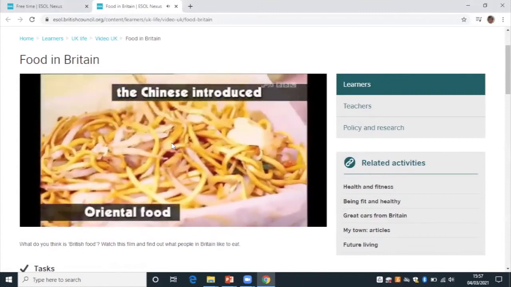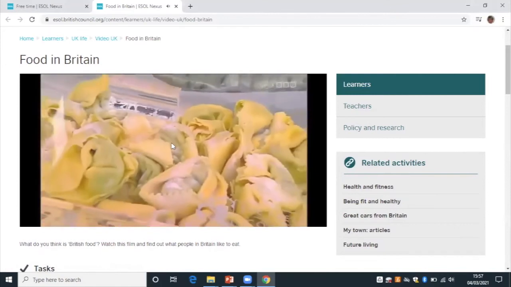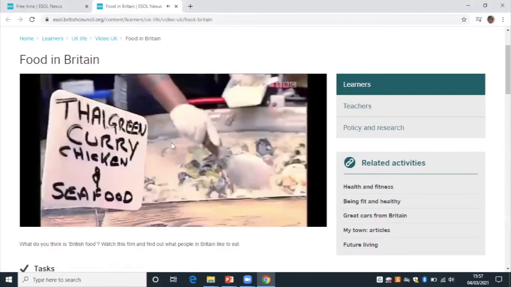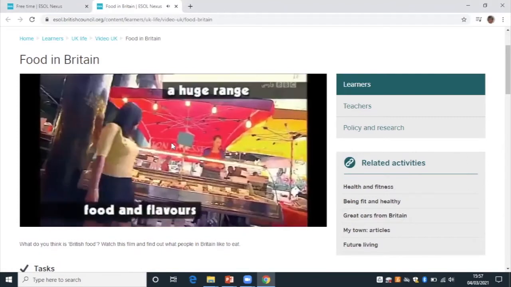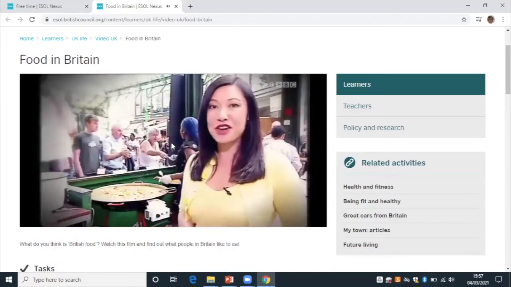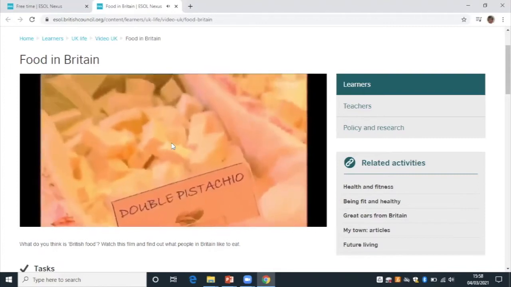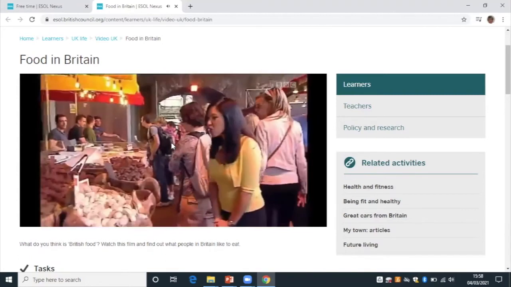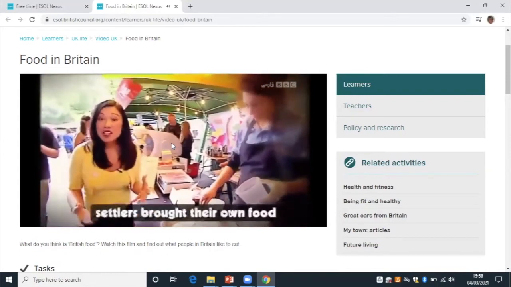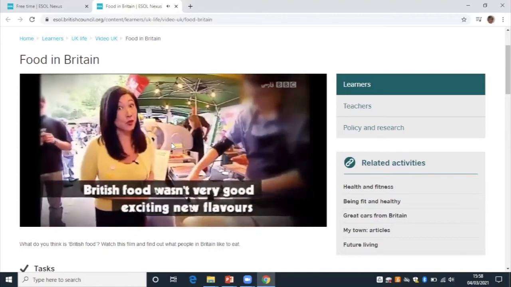The Chinese introduced Oriental food to Britain, but before the Chinese, immigrants from all around the world came to live in London. British people enjoy a huge range of food and flavours from other countries. This is Borough Market, London's oldest food market. Today you can find food here from all over the world. This is Italian cheese. Each group of settlers brought their own food and styles of cooking, and people here embraced the exciting new flavours. Maybe because British food wasn't very good.